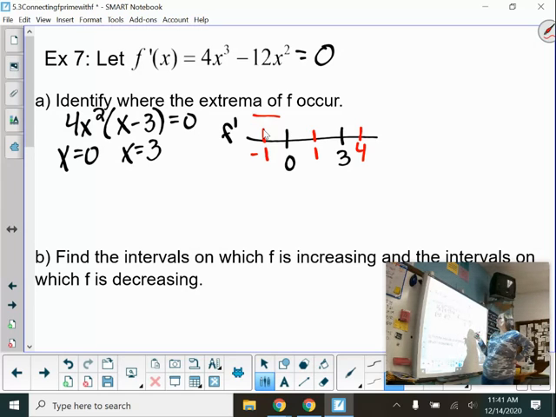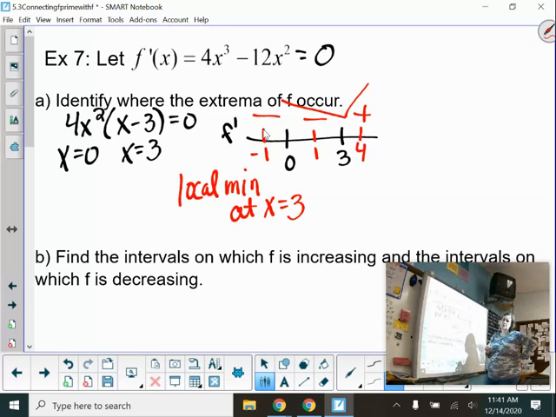1 would also be negative, still decreasing, and then 4 will give me a positive. I can't actually find the value of the local min. Since it's decreasing and then increasing, this is going to be a local min at x equals 3. But I don't know for sure what the y value is there because I don't know the original function. All I know is that the local min has to occur there because that's where the derivative changes from negative to positive.